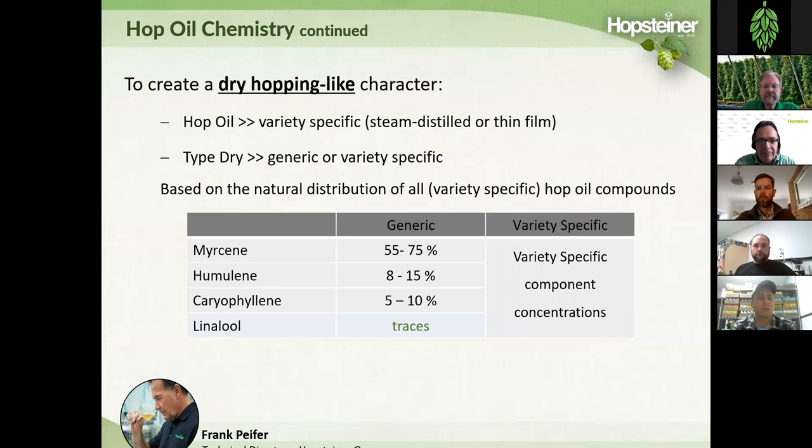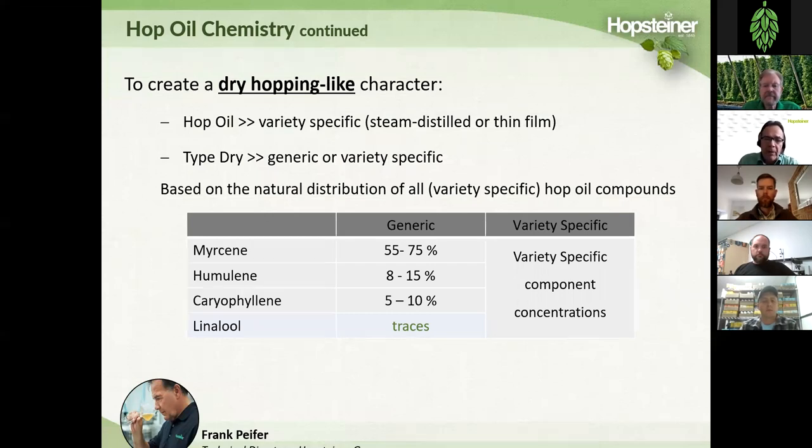Next slide. And on the other hand, we have the so-called dry hop oils. We have one that is the cheaper form. It's a generic one that comes from different varieties with a certain concentration of mono- and sesquiterpenes and a little bit of linalool. And then we have, and that is one of the main groups that we sell, the variety-specific hop oils.